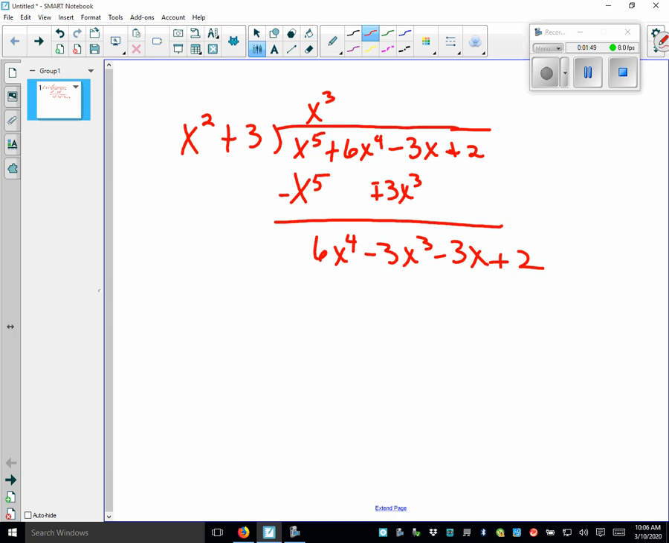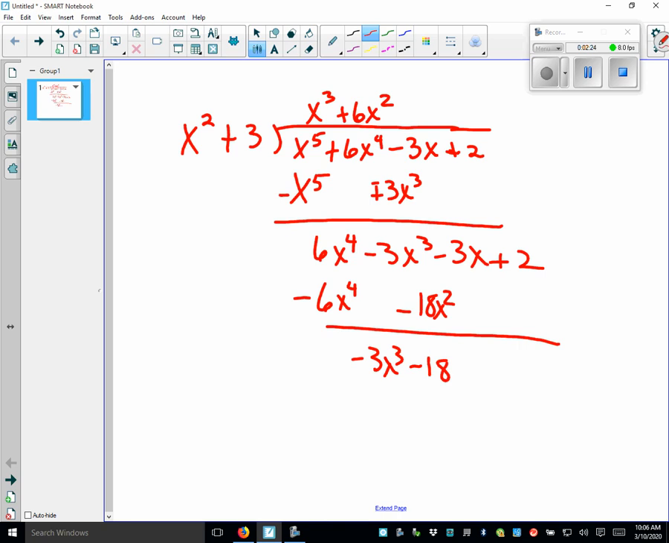Now what do I multiply by? 6x squared. Is it plus 6x squared or minus 6x squared? Plus. And that gives me 6x to the 4th and 18x squared. And I don't have an x squared spot, so I have to add one, right? Change the signs and add. This goes away. I have negative 3x cubed minus 18x squared minus 3x plus 2.